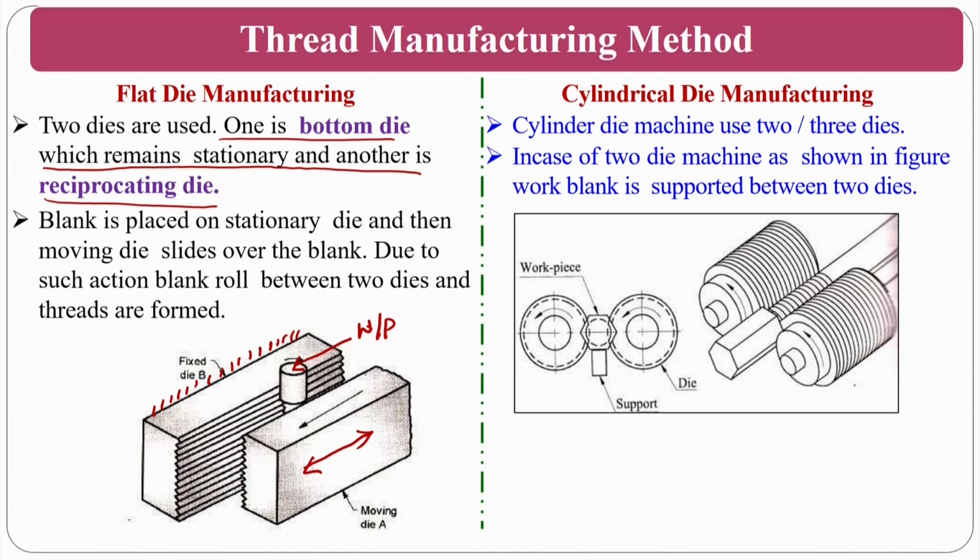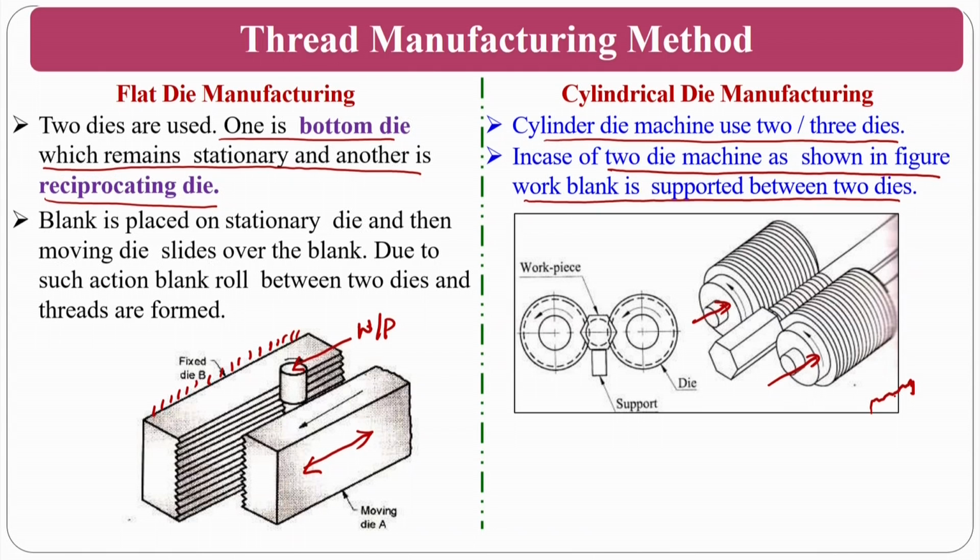The other process is cylindrical die manufacturing, where you will have the die on one side, the workpiece at the center, and then another support, and you can generate the thread. A cylindrical die machine uses 2 or 3 dies, depending on the requirement. In the case of the 2 die machine shown in the figure, the blank is supported between the dies and these 2 rollers are rotating. You can see there is a directional symbol given here. So, these are rotating against the workpiece.